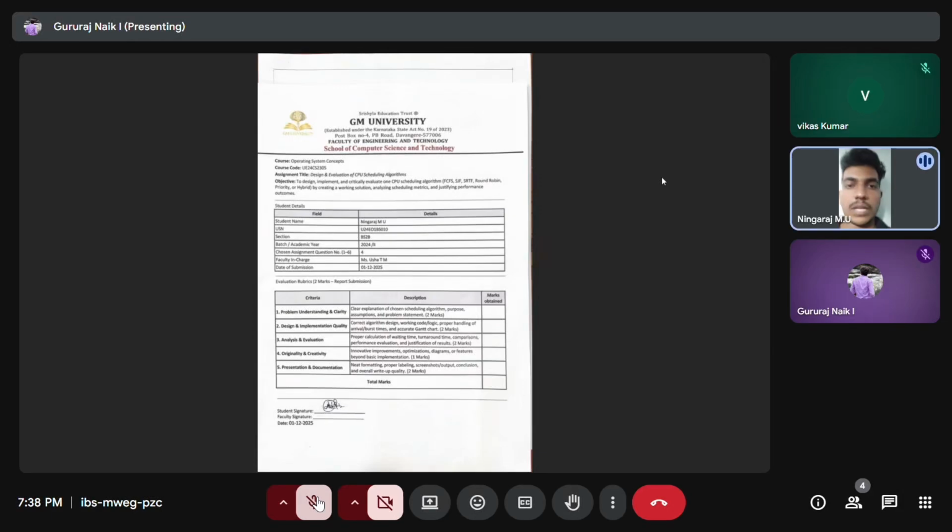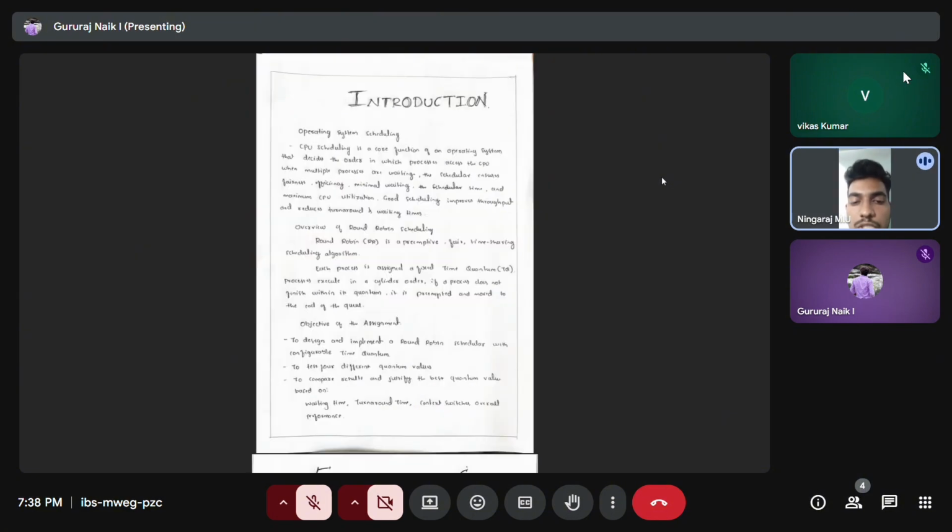Hello everyone, myself Nigaraj. I am explaining my OS assignment. My assignment is on round robin scheduling using different time quantums. First of all, we go to the introduction.